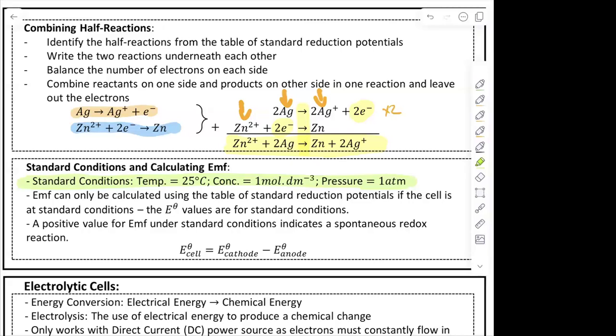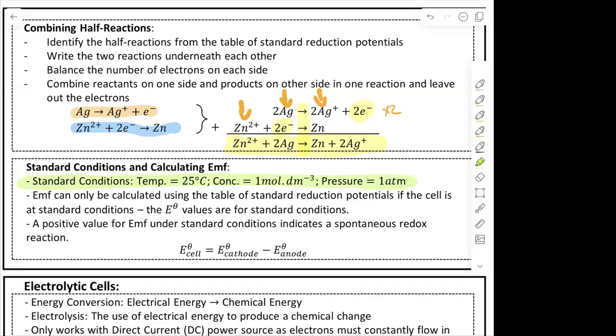Then also, a positive value for EMF under standard conditions indicates a spontaneous redox reaction, and a negative value will indicate a non-spontaneous one. The negative value basically tells you how much potential difference or energy you've got to put in to make that reaction happen. A positive E cell value says this is how much energy or potential difference you will get out should you put this reaction together. That's a very important thing.